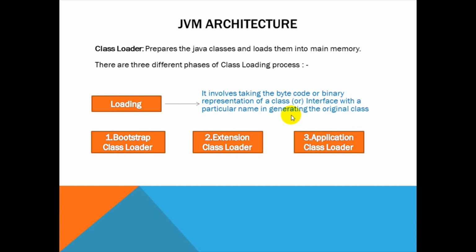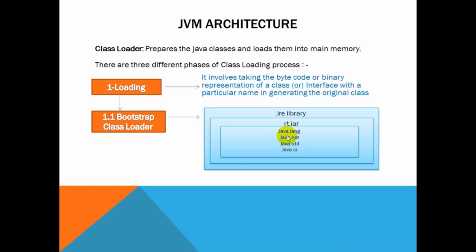There are three built-in class loaders available in JVM: Bootstrap class loader, Extension class loader, and Application class loader. Bootstrap class loader is the root class loader. It is the superclass of the extension class loader. It loads standard Java packages like java.lang, java.net, java.util, java.io, etc. These packages are present inside the rt.jar file and other core libraries inside the JRE lib directory.